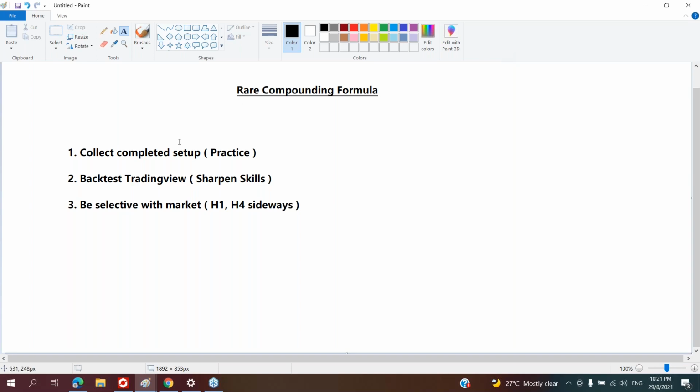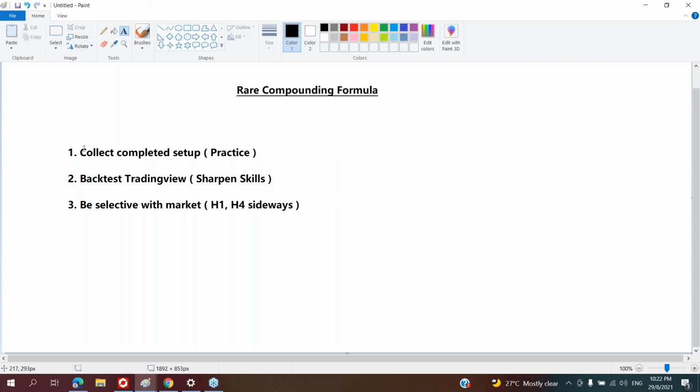Okay, so the formula has three steps. First, you have to collect completed setups, which I call practice. Most traders laugh at me for this, because they think the price is already complete, so why still collect the completed setup? But it's actually how I practice to get more familiar with the setups and the movement. So I call it practice.